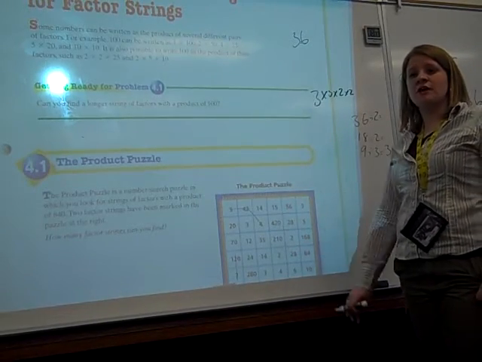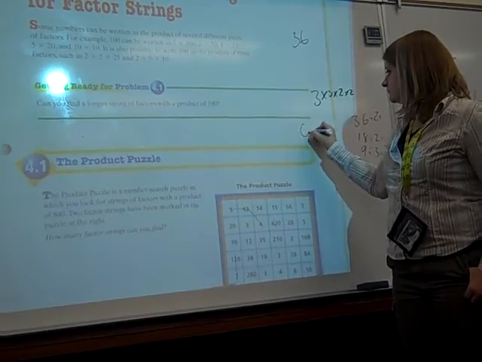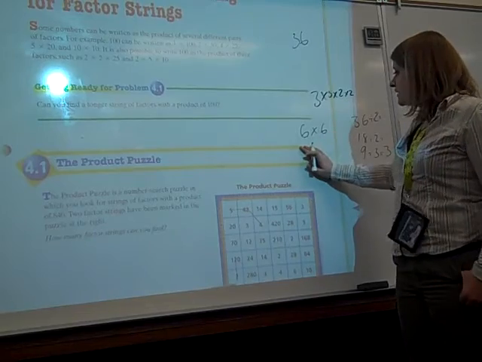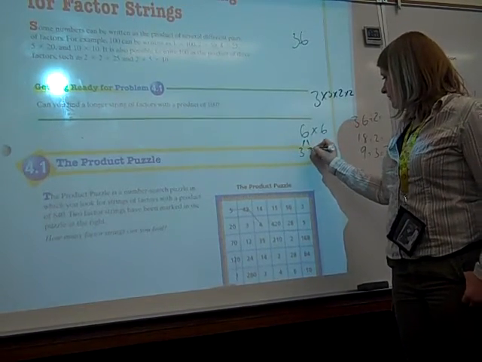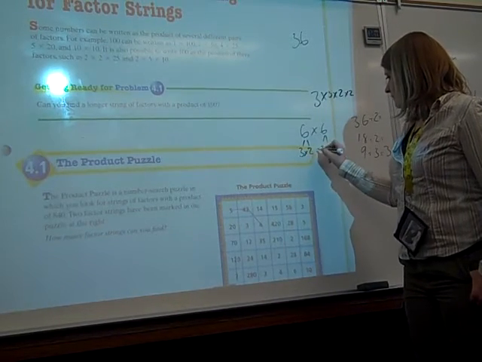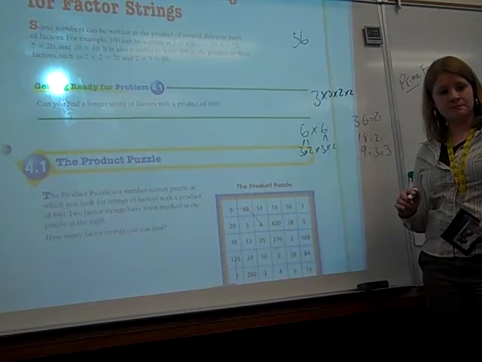Did anybody use a different strategy? What did you do? Because I know that 6 times 6 is 36, so I just broke the 6's down. Okay. So you took 6 times 6 and broke it down, so you got 3 times 2 and 3 times 2. Multiply those together, and we get our final product, right?